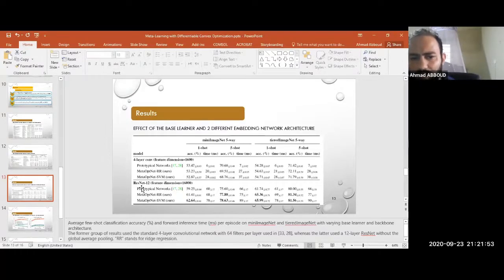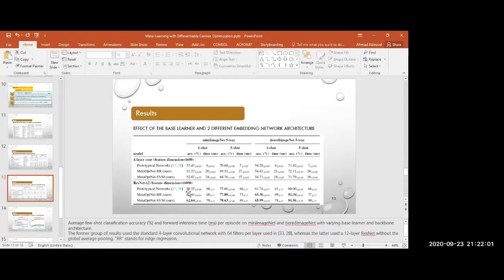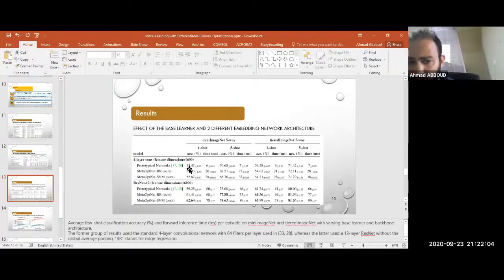You can see that when we just change the core embedding model, with the prototypical network 59 compared to 53 is a very good added value. And we can see that the best model is when we apply the ResNet-12 as the embedding model and the MetaOptNet SVM as the classifier. So I think here we can see that the optimum model on the four datasets is the ResNet-12 with a head of MetaOptNet SVM.